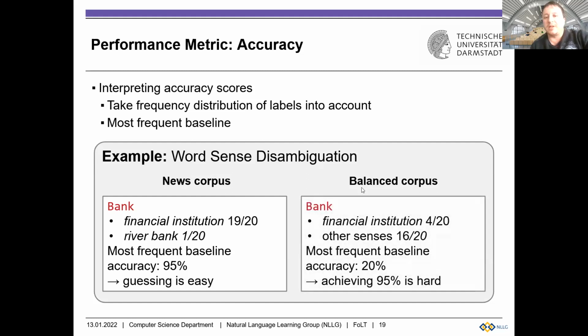In contrast, if we had a balanced corpus, let's say with 5 different senses, where the financial institution occurs in 20% of the cases and all the other senses occur in the remaining 80%, then the most frequent label baseline would be much lower. It would only be at 20%, and getting 90% accuracy would be much harder. So the takeaway is: if we have a balanced corpus, then accuracy is actually a good measure. But if we have a very imbalanced corpus, where most of the instances are from one class, then accuracy can be highly misleading. This is the takeaway message.